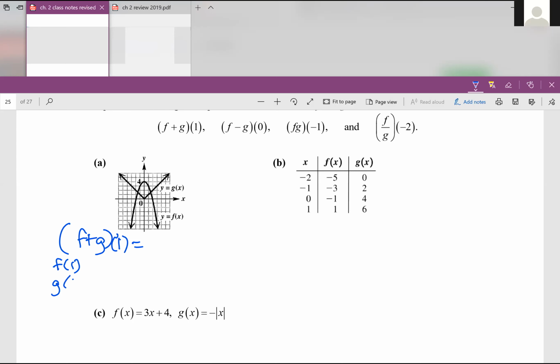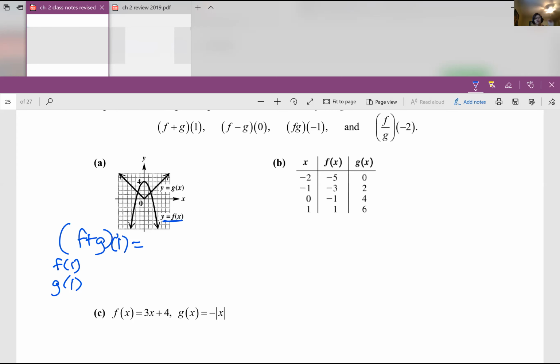Now that f function is which part of this graph? I see two functions going on here. I see that V, which is the absolute value, and I see what else? A parabola, right? Upside down parabola. So which one is the f function? The absolute value or the quadratic? Quadratic. The quadratic is the f function. I know that from looking right here.